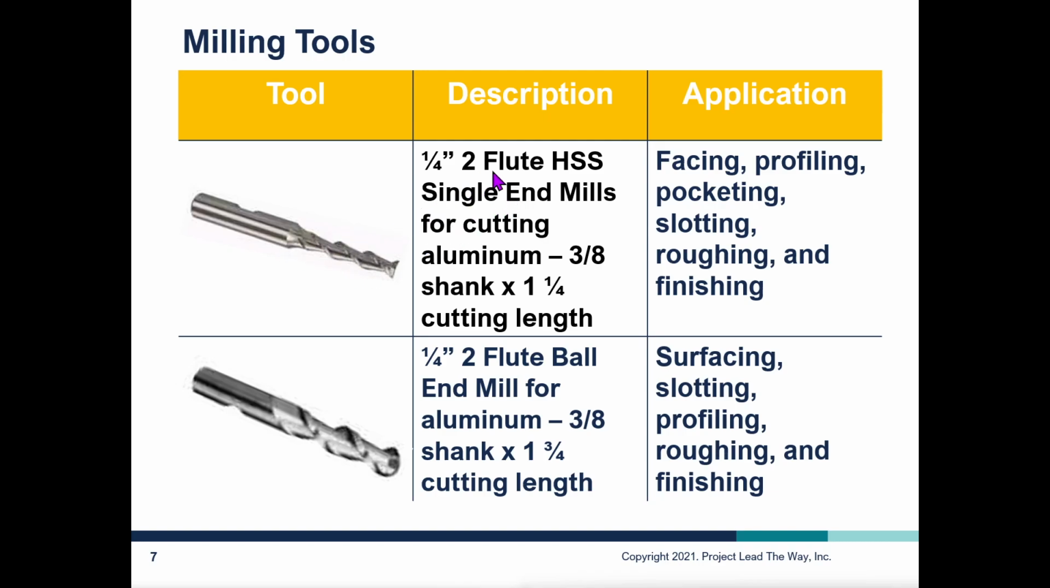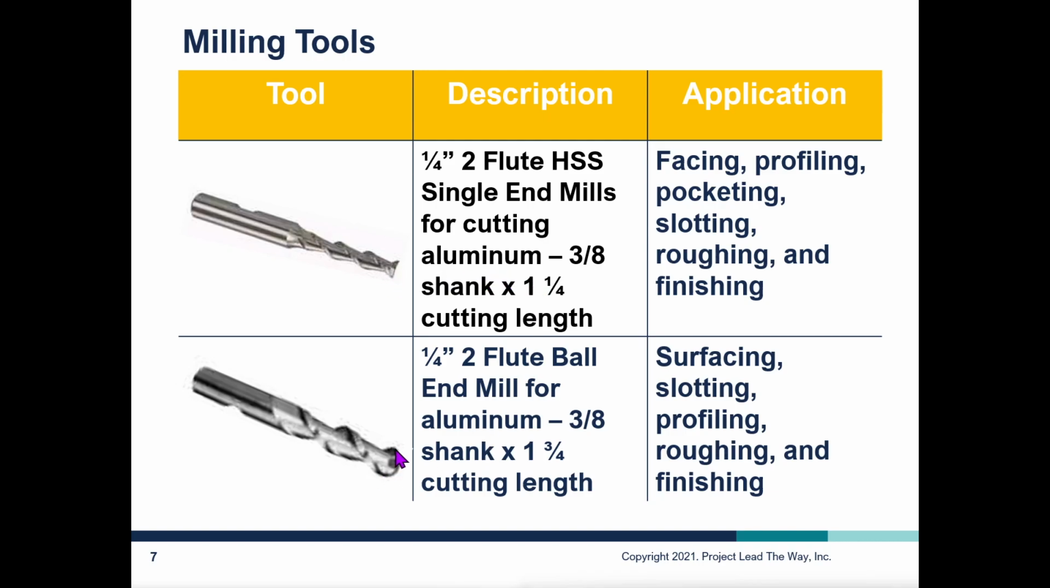This is a 1/4-inch 2-flute high-speed steel. That HSS means high-speed steel. It's for single end mills, cutting aluminum, and this is just giving your shank length. So this is your shank length. This is your cutting length.